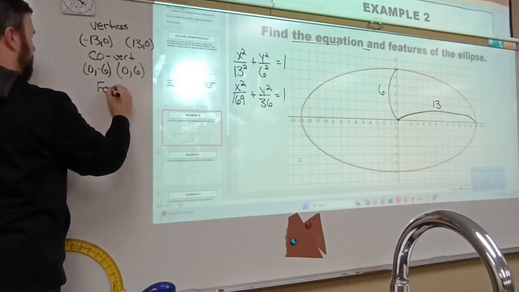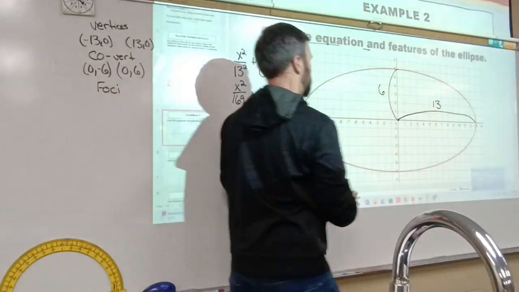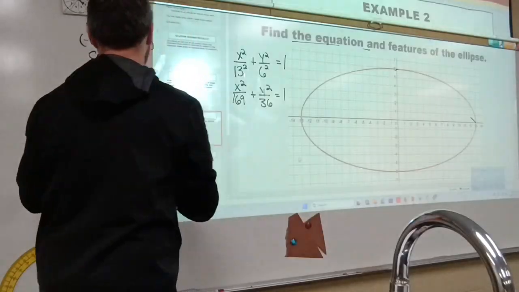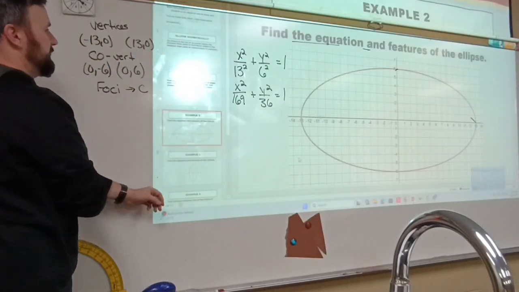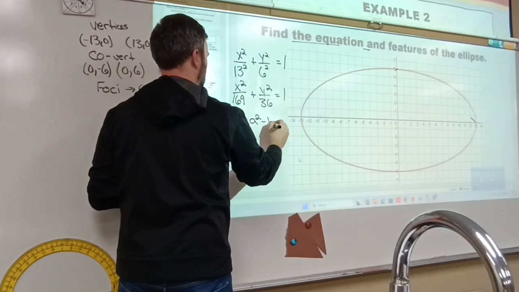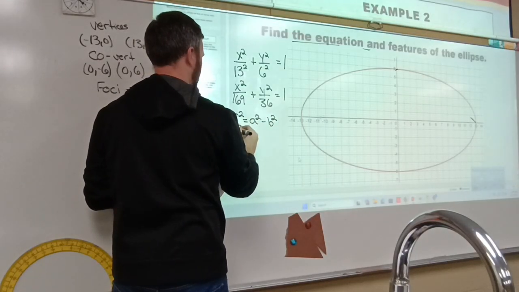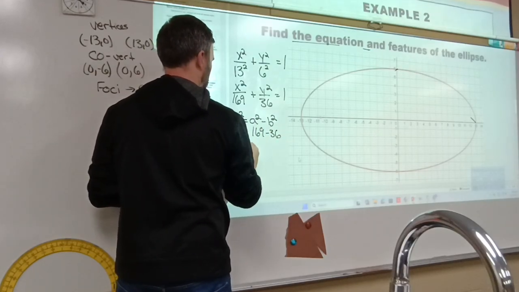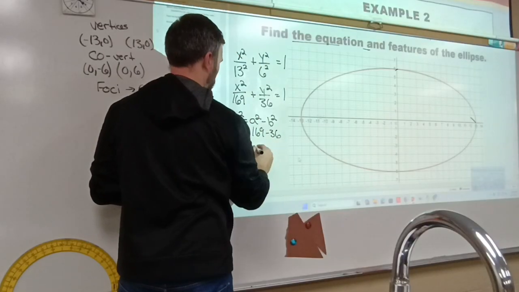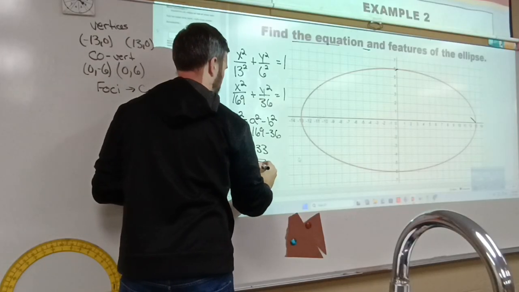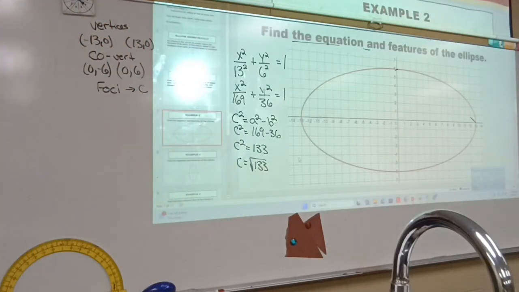Let's find our foci. Uh-oh. This is the one thing we need an equation for, right? Foci, what letter do I need to find? I need to find that c. So what's our formula for c squared? A squared minus b squared? You guys have that on your sheet, right? That's 169 minus 36. So that c squared is what? 133. So c would be square root of 133, which is some decimal. But can I leave it just square root of 133 for right now? Yeah.